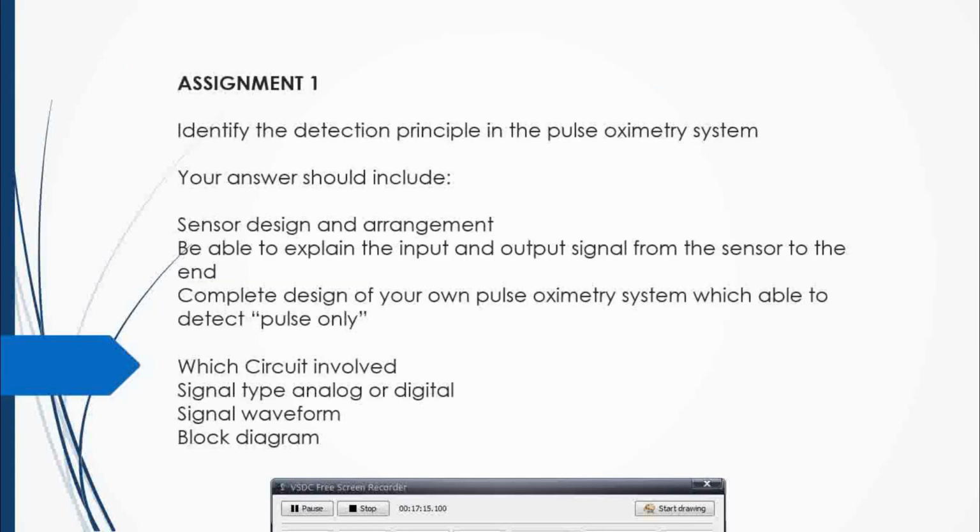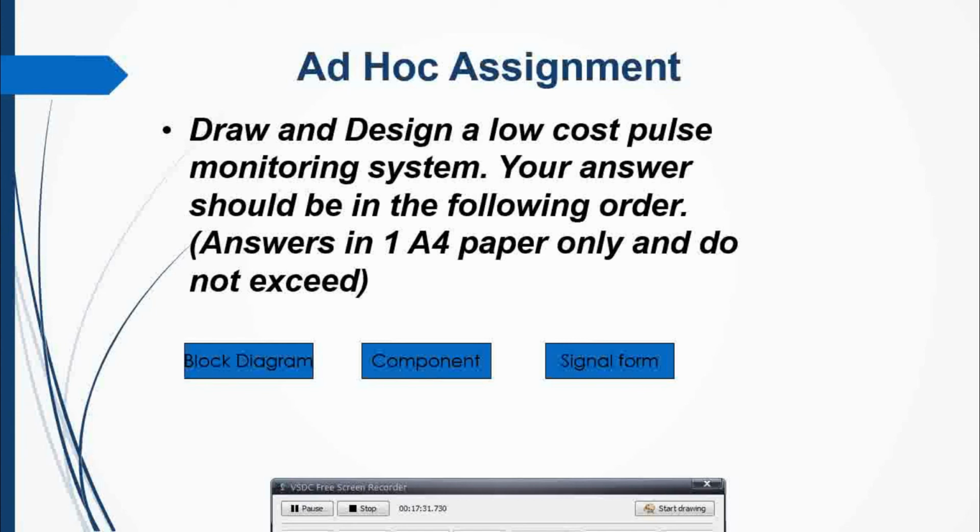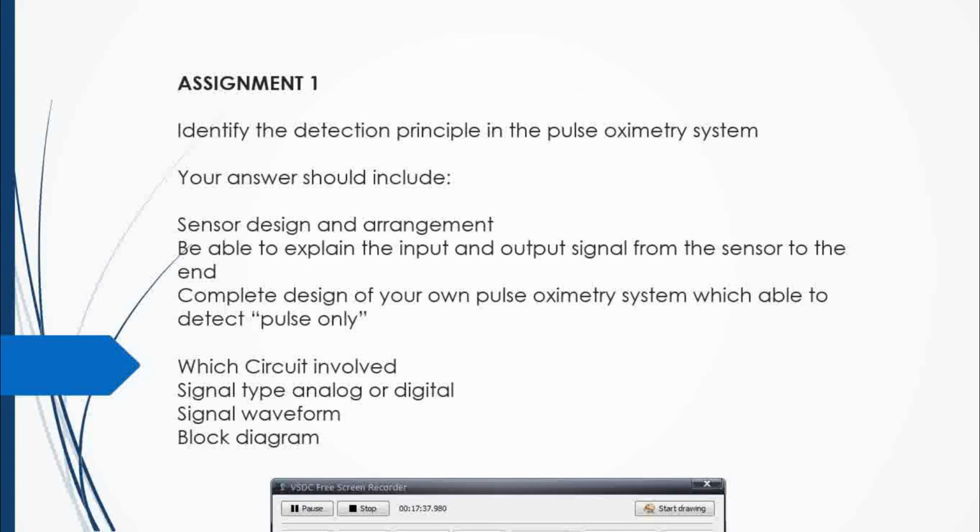Right. That's assignment 1, and this one you should take about 2 weeks. You will be given 2 weeks, right? The previous one, the ad hoc assignment, is just a week from now. And this one, assignment 1, should be in 2 weeks' time.